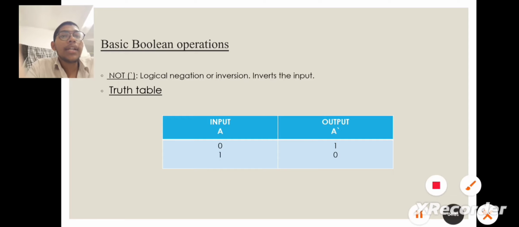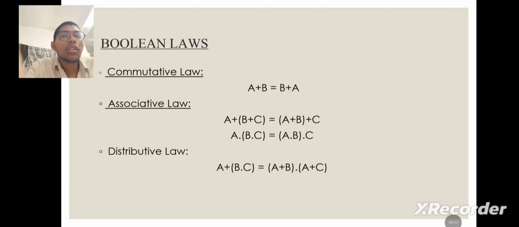Now we are discussing Boolean laws. There are many laws; we are discussing three. Commutative law: A plus B equals B plus A. Suppose A equals 1, B equals 1. Therefore 1 plus 1 equals 1 plus 1.